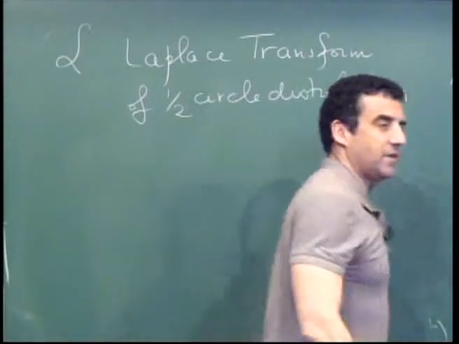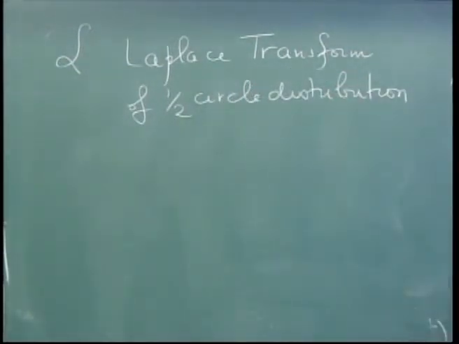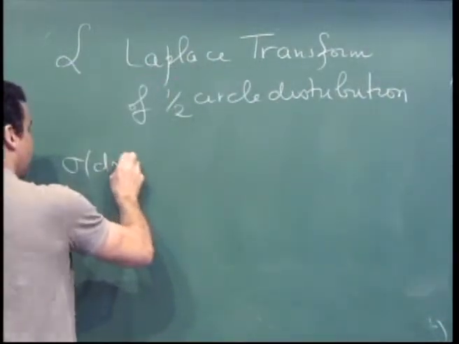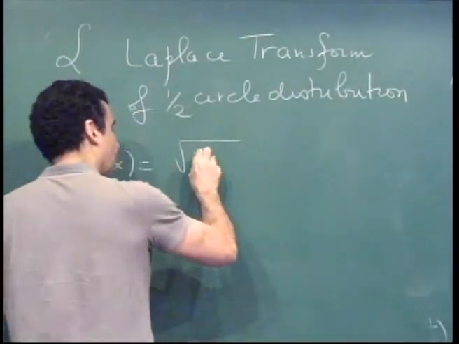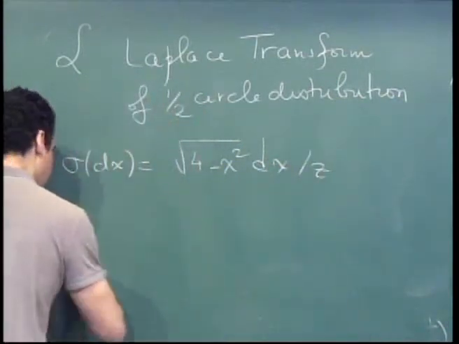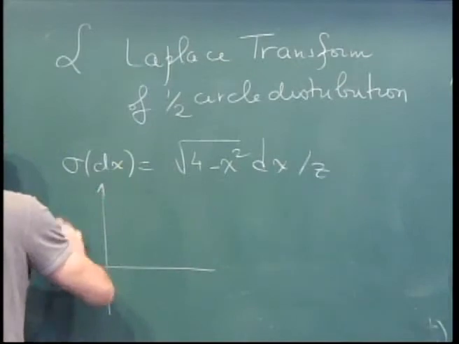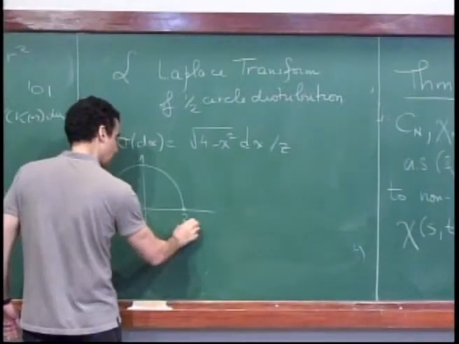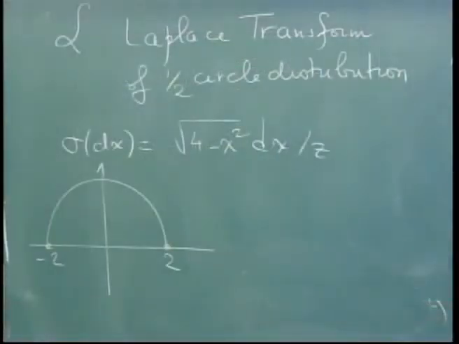So you have an explicit solution. So why is the semicircle distribution here? You remember what the semicircle distribution is. The semicircle distribution, sigma of dx on the line, is just square root of 4 minus x squared dx, normalized. That's the semicircle distribution. You compute its Laplace transform, and this gives you the solution here.